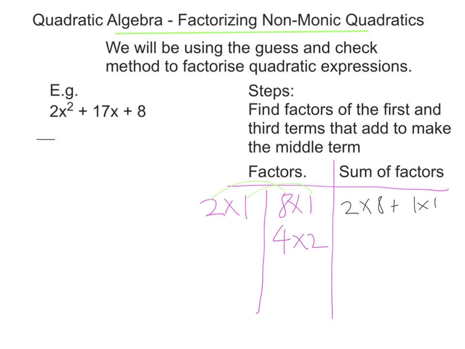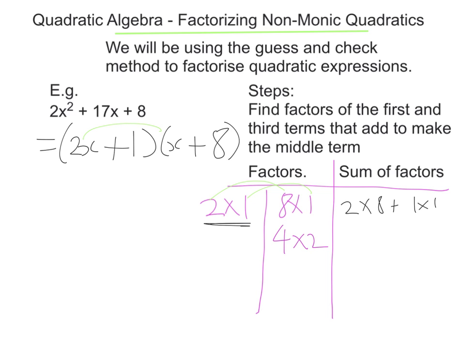So that means I need to put in the brackets a 2x and an x for the 2 times 1, and an 8 and a 1. Now the 8 needs to multiply by the 2, so it needs to be over here, and the 1 needs to be over here. So let's just check and see if that's right.